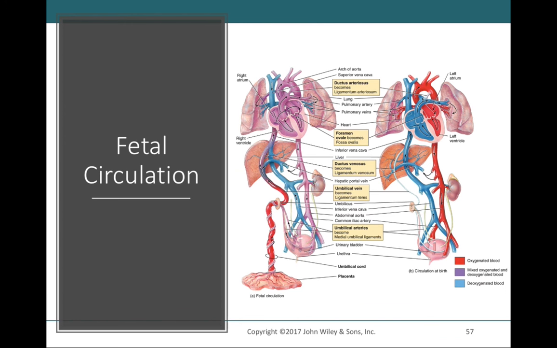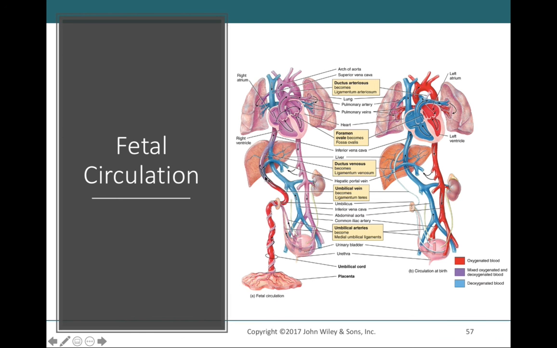So this slide has all of the same information that we saw on the last slide we went over. However, this slide is giving us a bit more of an accurate depiction of what these actual structures are going to look like. You can see that here's the placenta, and we have the umbilical cord, which is going to be made up of the umbilical arteries and the umbilical veins. The umbilical vein is going to carry oxygenated blood out to the fetus, and you can see that it's eventually going to go through this structure known as the ductus venosus.